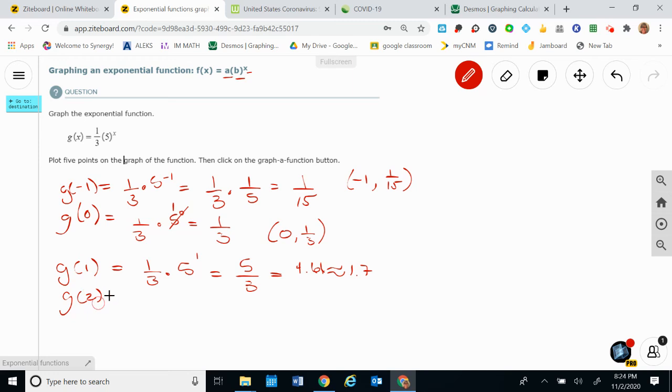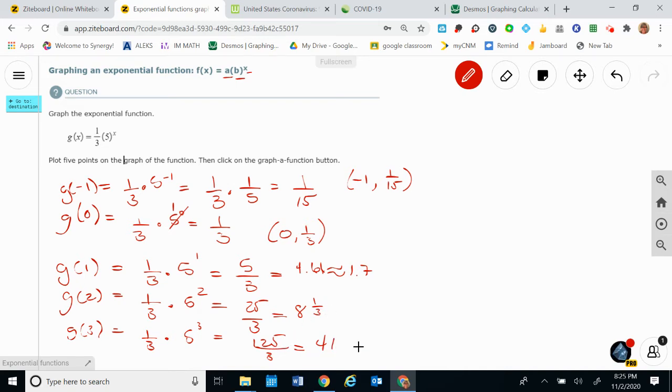Okay, g of 2 is equal to 1/3 times 5 squared, which is 25 divided by 3, which is 8 and 1/3. 8 times 3 is 24, and there's 1 left over. And then last, g of 3, which is 1/3 times 5 to the third power, which is 125 over 3. Okay, because remember, this 1/3 is not part of the exponent. The base is the only thing that gets pulled to the exponent, and this is going to be 41.67. You're not going to be able to graph that unless they pulled it back.